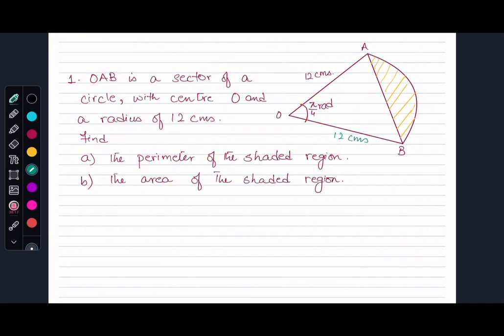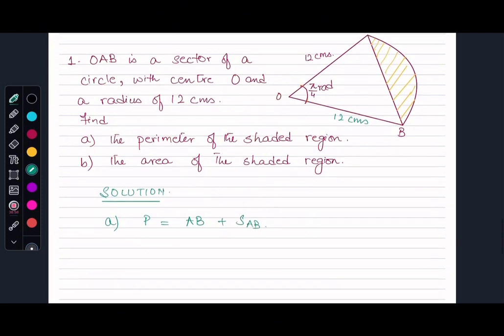We need to find, number 1, the perimeter of the shaded region. For the perimeter of the shaded region, what I can see here is that this shaded region has the chord AB and the arc length AB. That shall give me the perimeter of the shaded region. So for part A, the perimeter shall be equal to the length of the chord AB and then the arc length AB.